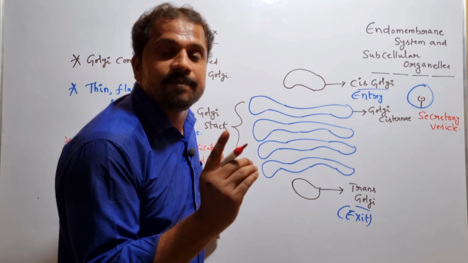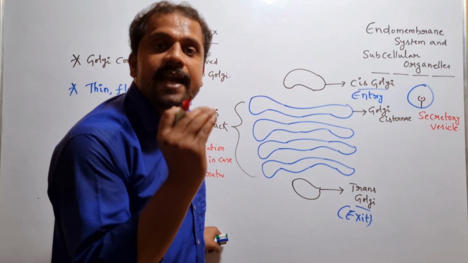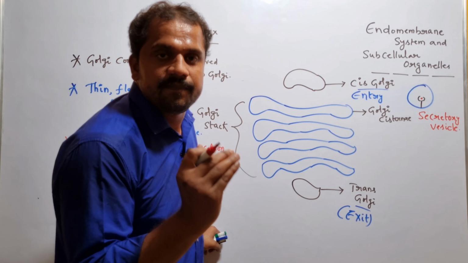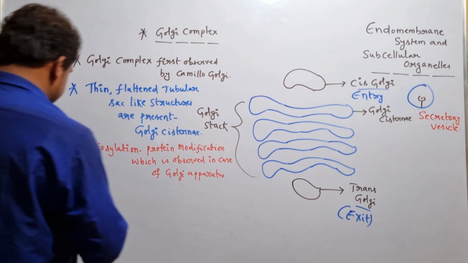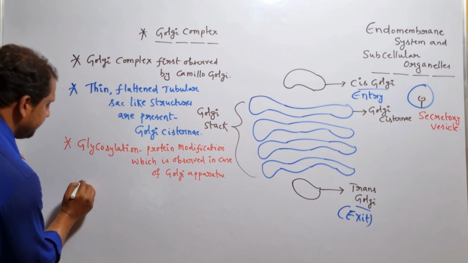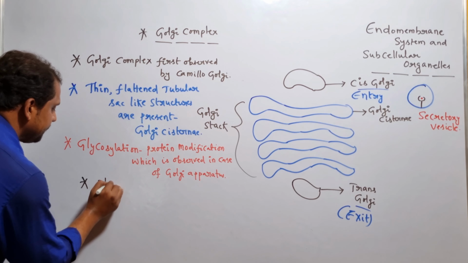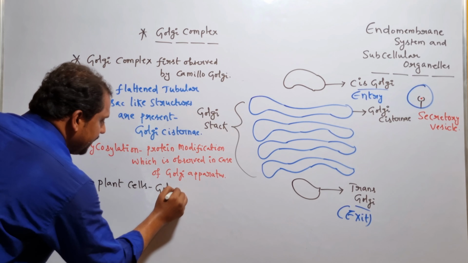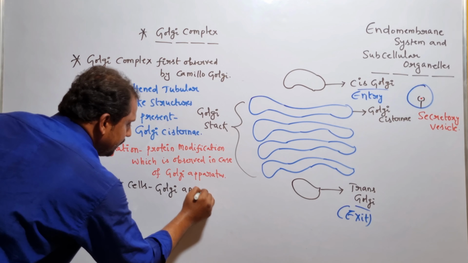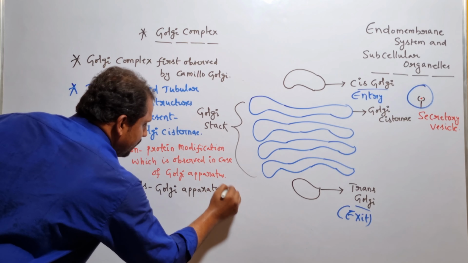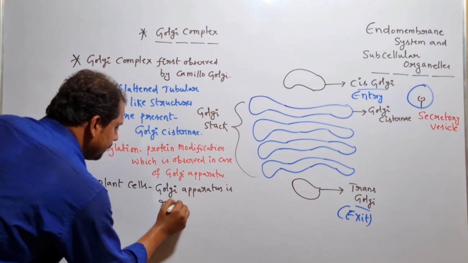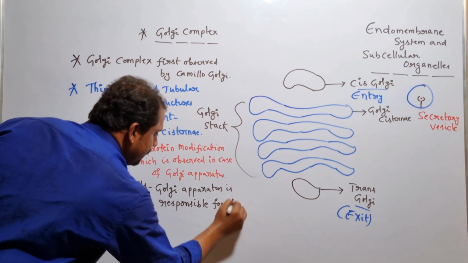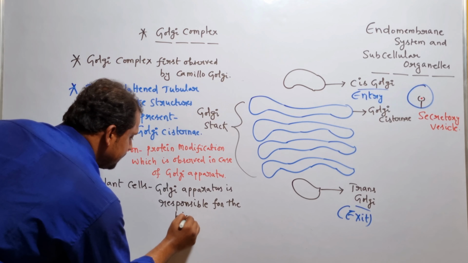and in addition to this, even the particular Golgi apparatus acts as a major site for the biosynthesis of certain polysaccharides like cellulose. So let me write it here. In case of plant cells, Golgi apparatus is responsible for the biosynthesis of cellulose.